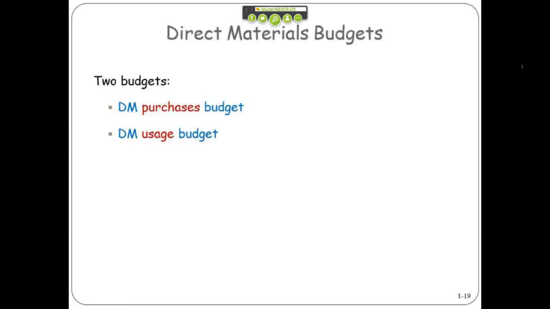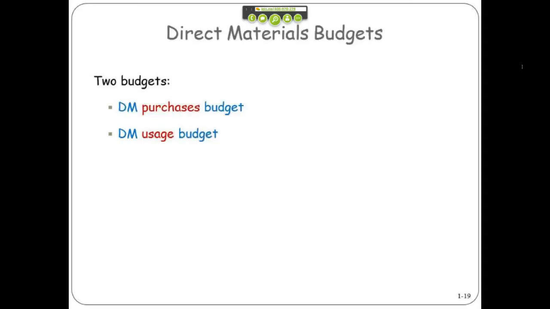Budget, you know how much you're going to produce, you can then look at your materials, direct labor, and budget those. And you budget them on two different planes. How much you need to purchase and how much you expect to use.